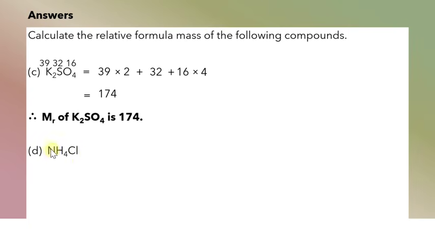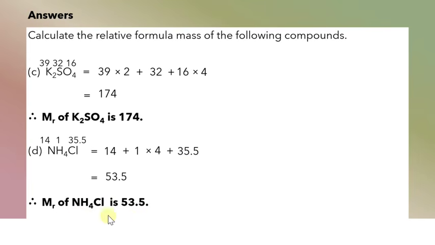Okay, then next we move to D, where we had ammonium chloride. So this N is nitrogen, which is 14 as its relative atomic mass. This H is hydrogen, its relative atomic mass is 1. Chlorine, its relative atomic mass is 35.5. Then we'll start adding. So this is alone, so say 14 plus this hydrogen has 1. Now there are 4, so say 1 times 4. Then plus, this chlorine is just alone, so it is just 35.5. Again, when we evaluate everything, we'll get 53.5. Then we'll say, therefore, the relative formula mass of ammonium chloride is 53.5.